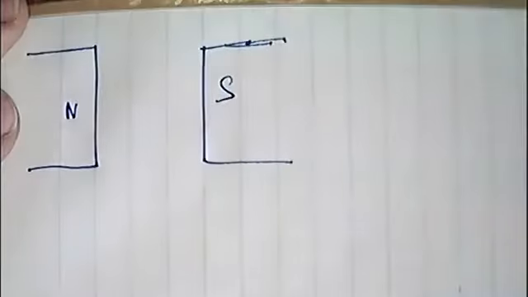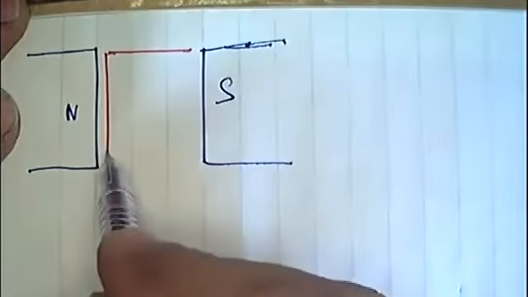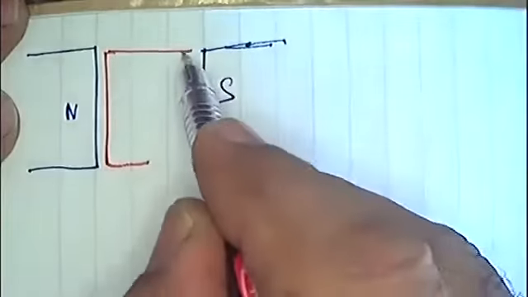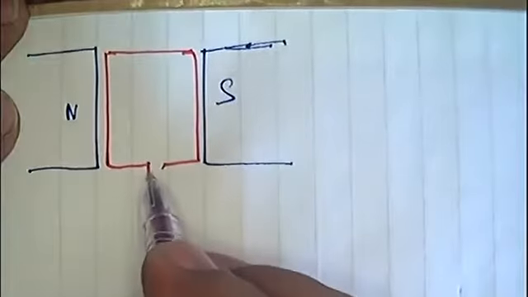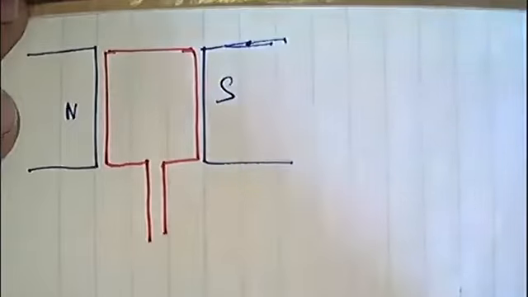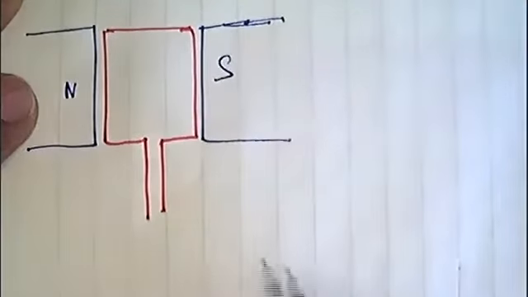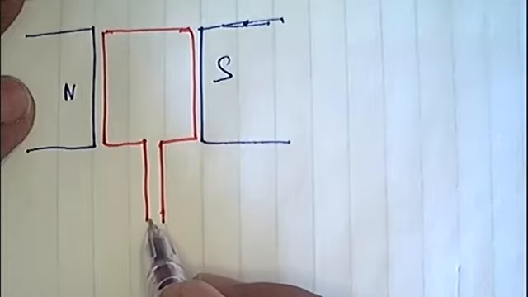And the rest of the structure is same. North south pole of a strong magnet, and there is a coil. Now there are two rings. Actually it is one ring with a cut.